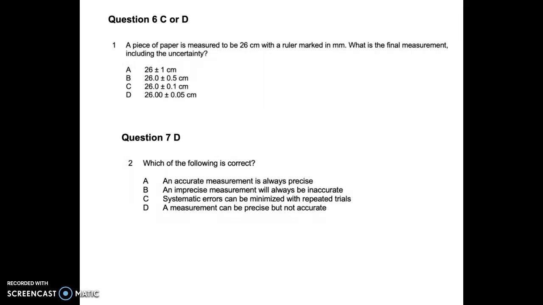Question 7, which of the following is correct? An accurate measurement is always precise. An imprecise measurement is always inaccurate. Systematic errors can be minimized with repeated trials, and a measurement can be precise but not accurate. Now the answer is D, because accuracy is that you hit the right answer exactly, but precision is to do with all your readings being in the same area. Now you could have all your readings in the same area but not correct because of a systematic error. And so this one is the correct answer.